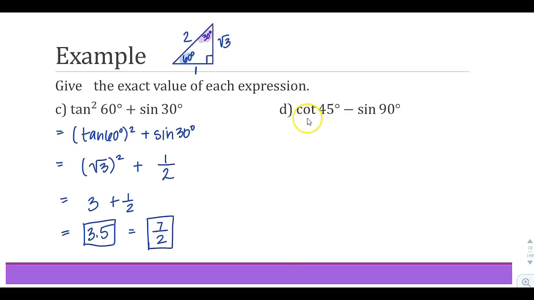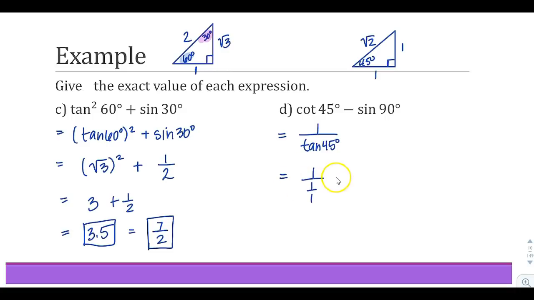Finally, for part D, I have cotangent of 45 degrees minus sine of 90 degrees. So instead of dealing with cotangent, I'm going to write this as 1 over tangent of 45 degrees. So I need my 45 degree triangle, and my 45 degree right triangle has side lengths 1 and 1 and a hypotenuse length of radical 2. So tangent of 45 is opposite over adjacent. So that's 1 over 1. It's really nice. So I get 1 over 1 over 1.